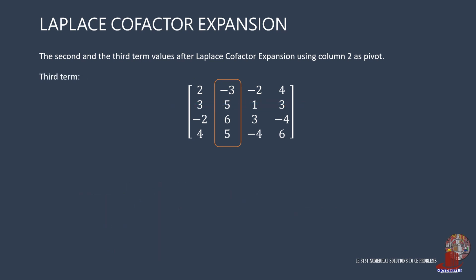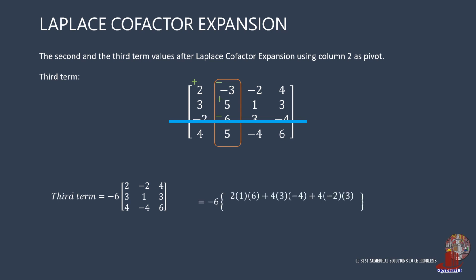For the third term, cover the third row and extend the sign flip. The remaining elements then make the smaller matrix with negative 6 as a scalar. By using Sarrus's rule, multiply elements in diagonals and also anti-diagonals, giving negative 6 of negative 16. This results in the third term of the method as positive 96.